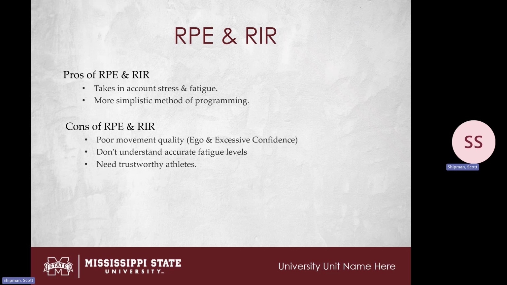They don't understand oftentimes accurate fatigue levels. They don't really understand what a true 10 is, or a true 8. So that's where it can be a little tricky if they don't understand the fatigue level for themselves. And then last, like all of these, a con is always, hey, you have to have trustworthy athletes that understand their body, understand the training adaptation you're going for, and how to train through fatigue.